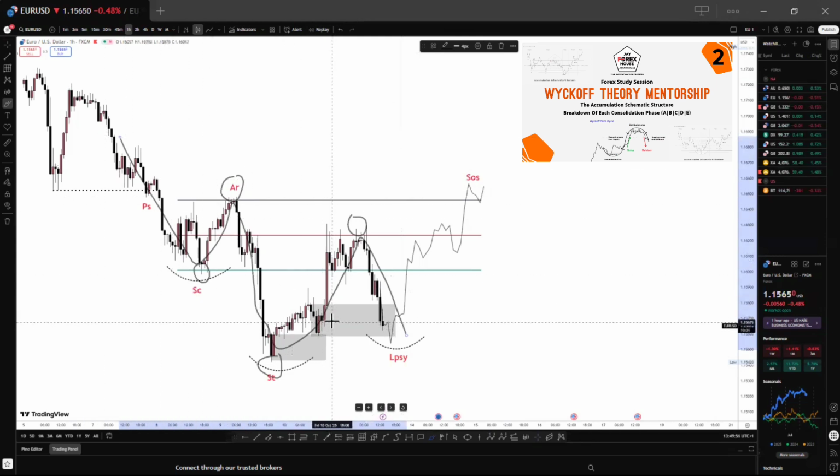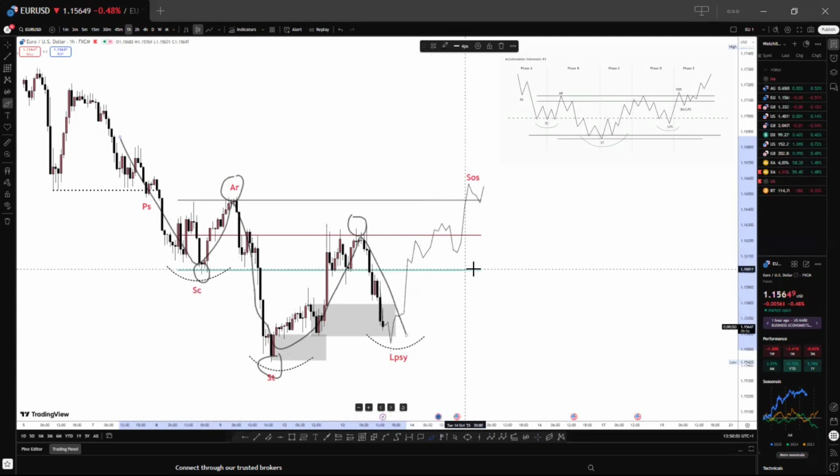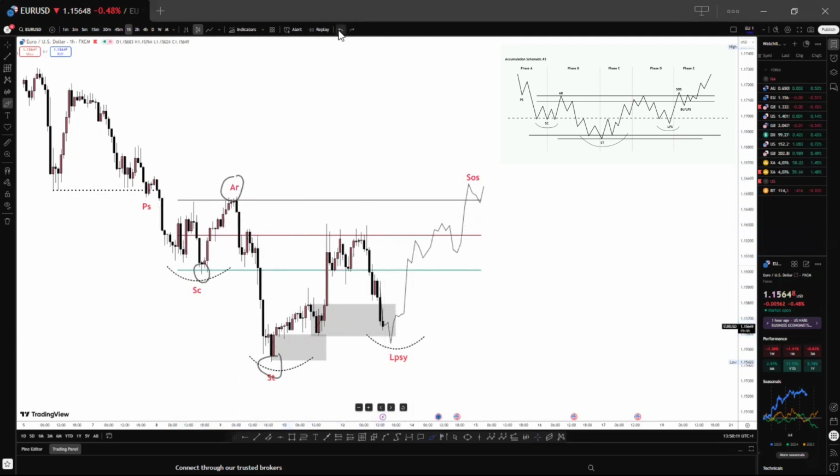But this is an accumulation, and an accumulation is a schematic you see within or around a reversal zone. So where you see this green line is actually a daily area of interest. There has been a manipulation since last week. If you're a trader, you can see the market is very volatile as well.